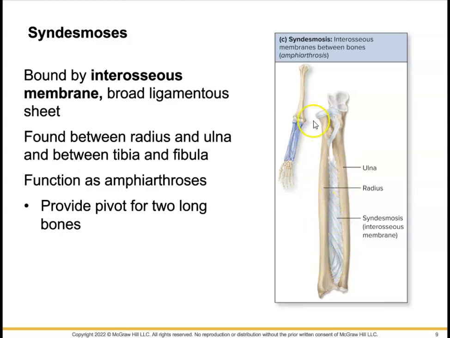So this is ligamentous connective tissue that holds the radius and ulna together. The movement, of course, as I mentioned, is amphiarthrotic, which means it is slightly movable, and it helps to provide a pivot point for these long bones.